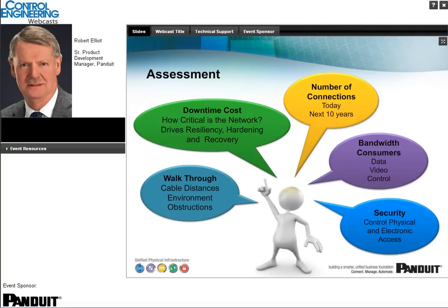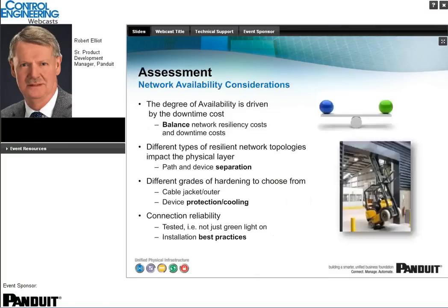Lastly, work with manufacturing operations to establish an agreed expected network availability. How critical is that network for operations? How much does that downtime cost? This is the point where you begin to balance the downtime costs with the appropriate level of network availability.